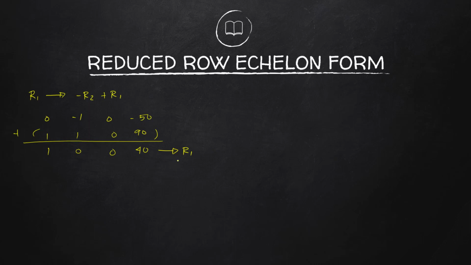Now if you plug this into the new augmented matrix, we will have 1, 0, 0, 40, 0, 1, 0, 50, 0, 0, 1, 10. So this is the augmented matrix in reduced row echelon form, RREF.